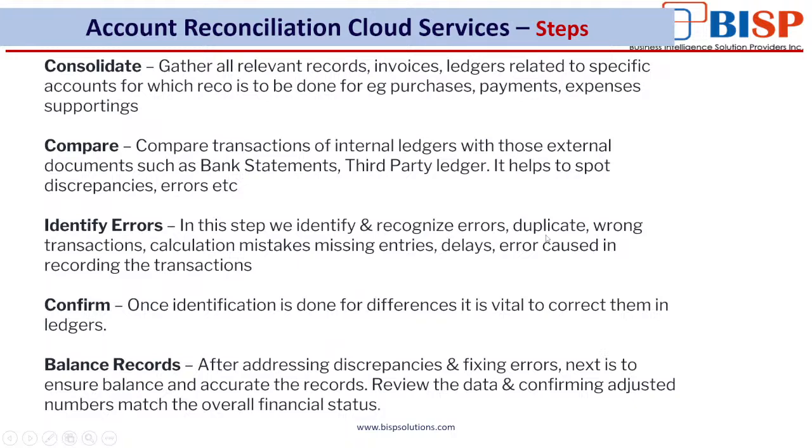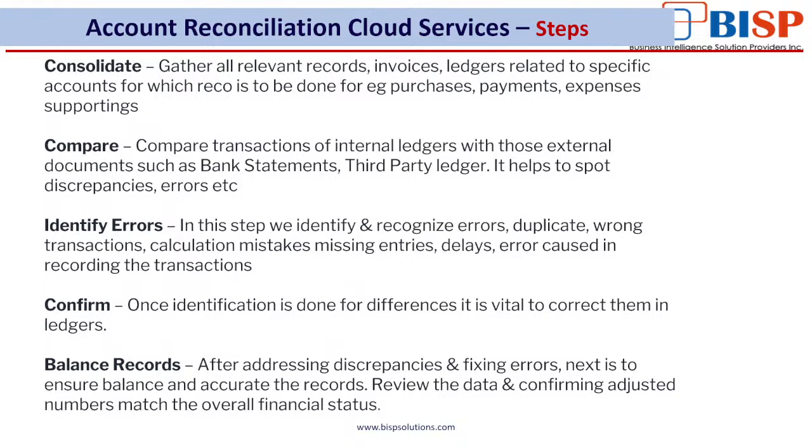Under the third step, we identify and recognize errors. Earlier we made a comparison and identified those errors, and under this third step, once it is identified, we recognize those errors, whether they are genuine, and what the reasons are behind these errors or variances. So in this step we identify and recognize errors, duplicate entries or wrong transactions, calculation mistakes, or missing entries, errors caused in recording which have resulted in a wrong recording of a transaction.